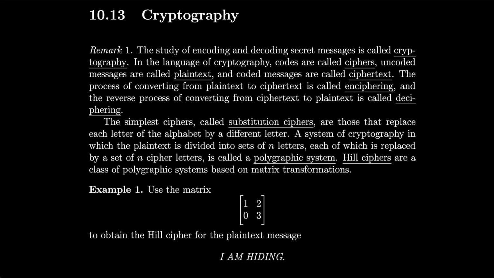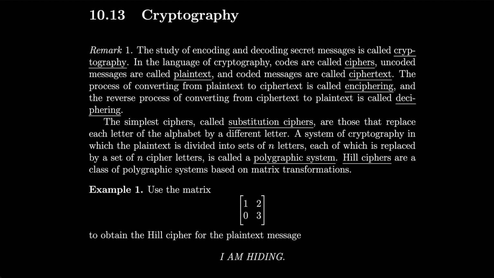Section 10.13, Cryptography. The study of encoding and decoding secret messages is called cryptography. In the language of cryptography, codes are called ciphers, uncoded messages are called plain text, and coded messages are called ciphertext. The process of converting from plain text to ciphertext is called enciphering, and the reverse process of converting from ciphertext to plain text is called deciphering.